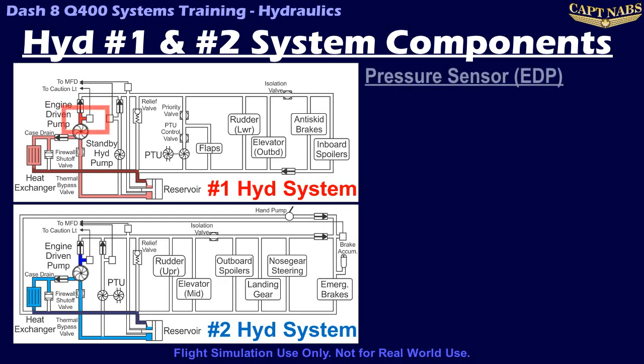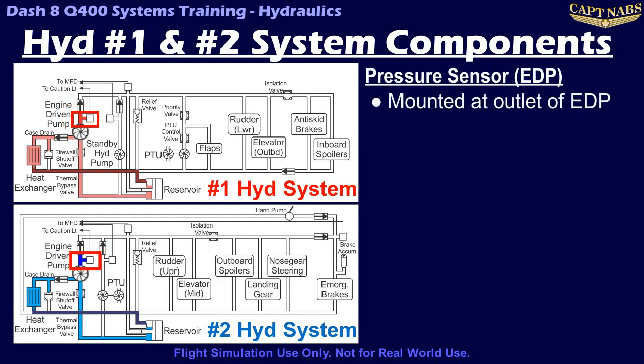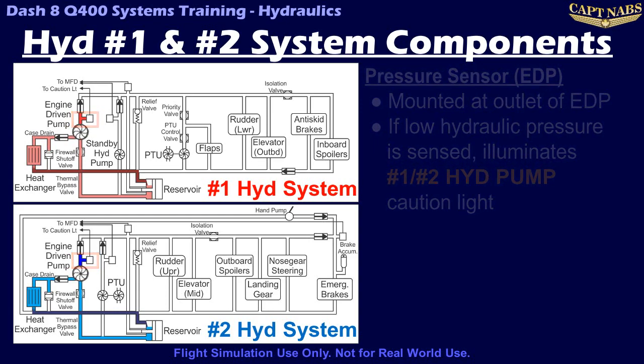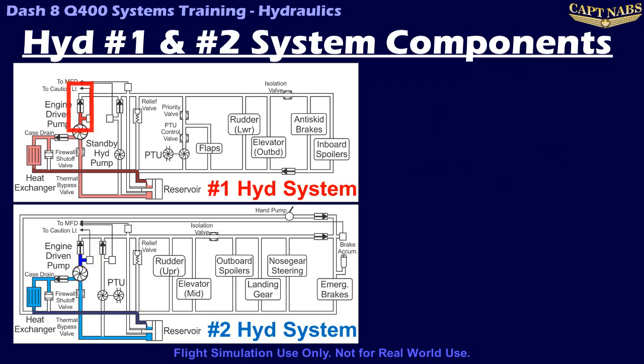Pressurized fluid leaving the EDP also passes a pressure sensor, which is connected to the number 1 or number 2 Hyd Pump caution light, and these illuminate when the pressure in the given system falls below a certain value, indicating that the pump is offline, either because the engine is off or the pump has failed. After this pressure sensor, the fluid passes through a check valve before being routed to the various services. This check valve is necessary as there is a backup source of pressure for each hydraulic system.